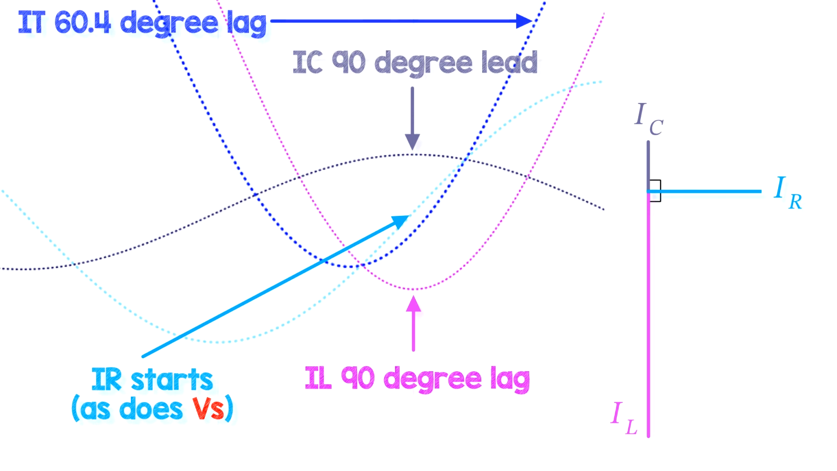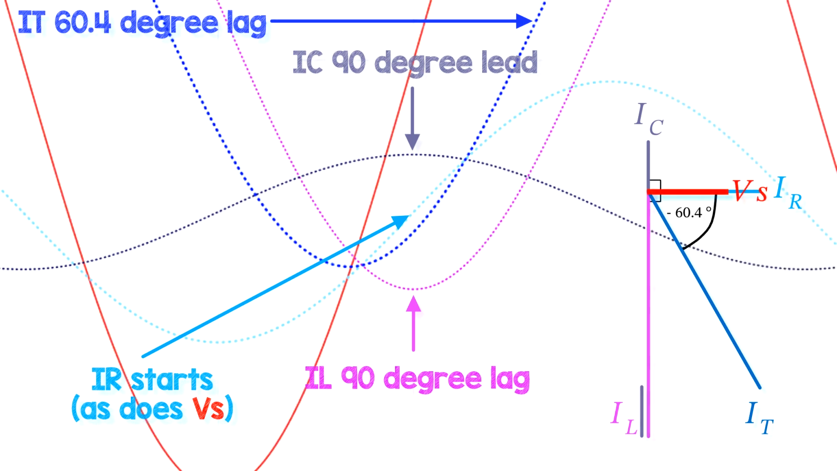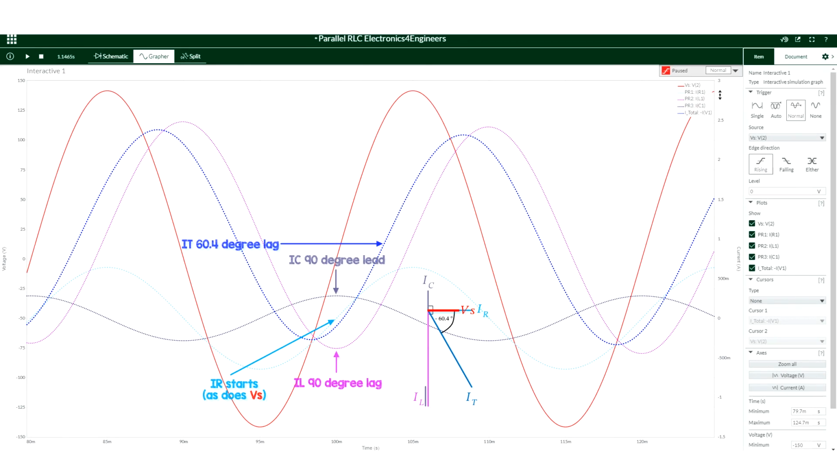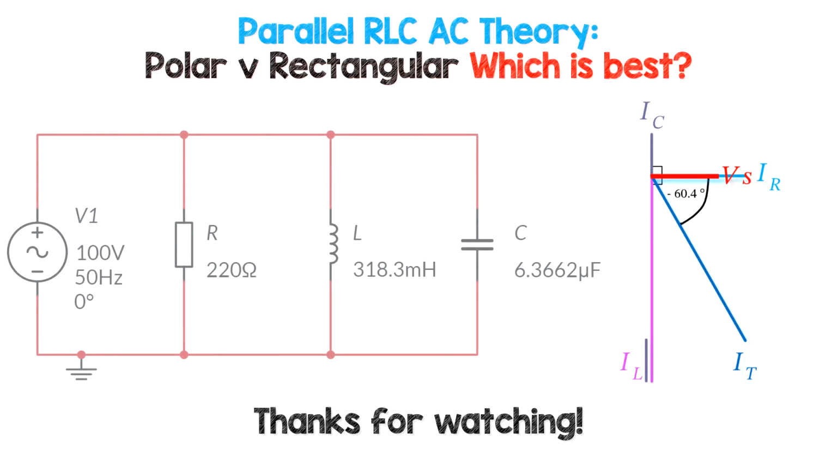We can put on the total current in dark blue, which we worked out earlier. And then if we subtract IC from IL, we can then resolve this phasor to find the total current on the phasor diagram. And it is 60.4 degrees behind when the resistor current occurs and when the supply voltage occurs. And we can put the supply voltage on this graph too. And that's the completed phasor. So it's all worked pretty well, to be honest. There you can see all of the waveforms, and all our calculations have been correct.